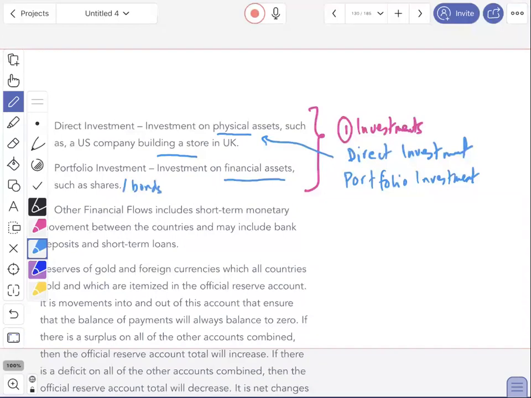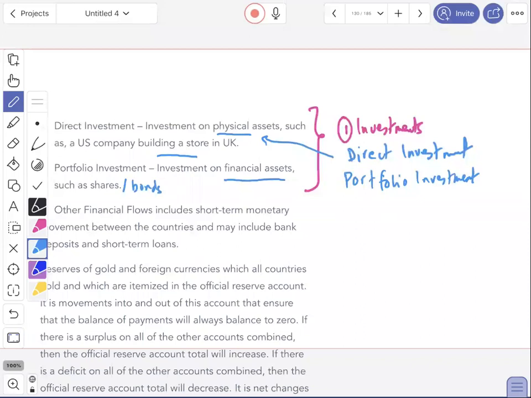Current account is recording inflow of X minus M of goods and services. Also, it's recording incomes. Also, it's recording transfers. Capital account is recording the inflows and outflows of fixed assets, grants, and all that. While now your financial account is recording investment.